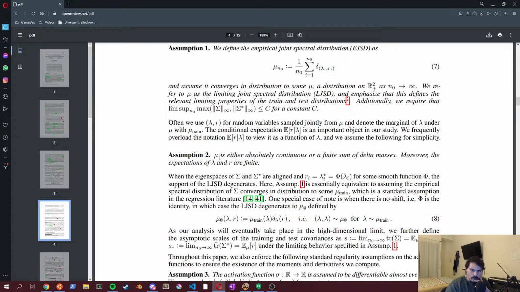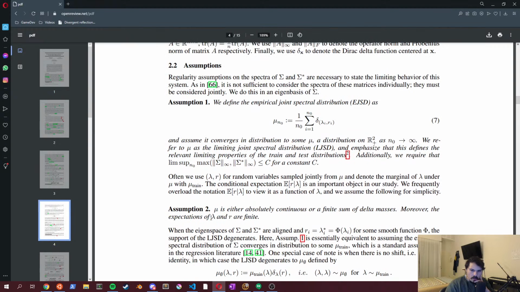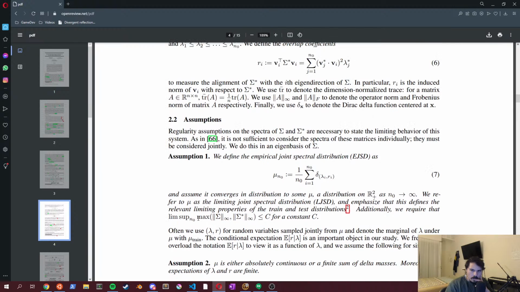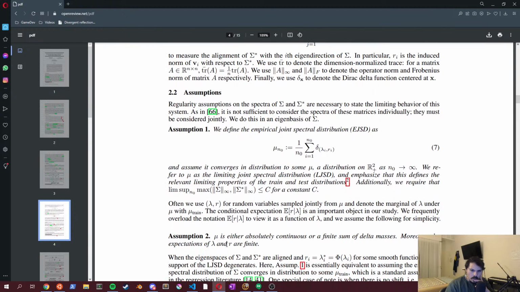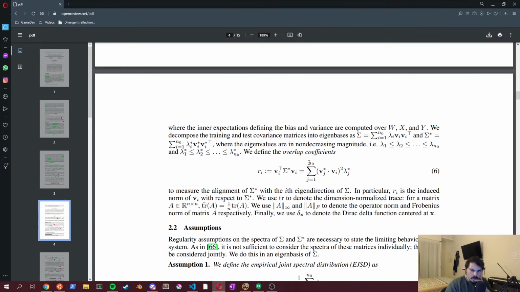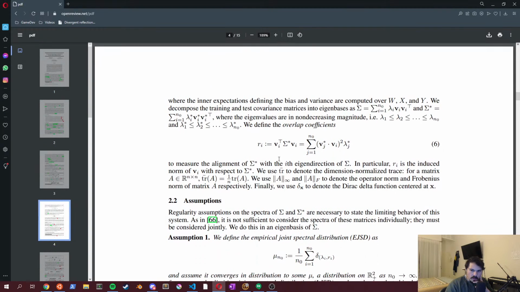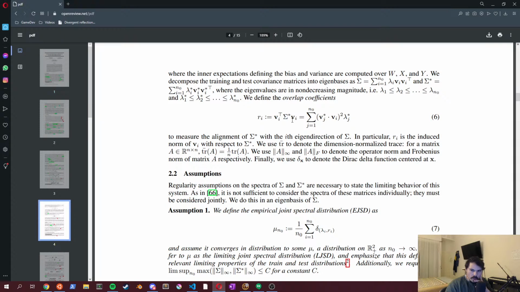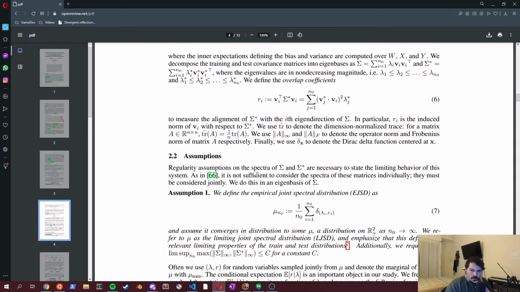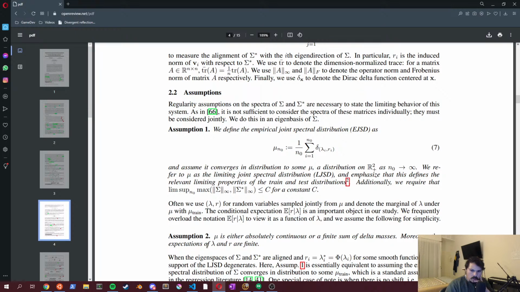Okay, so that's assumption 3. Assumption 2, mu is either absolutely continuous or a finite sum of delta masses. Moreover, lambda and r are finite. So right, they say finite overlap coefficients, which are like these products between the covariance matrices and eigenvalues of the covariance matrix.